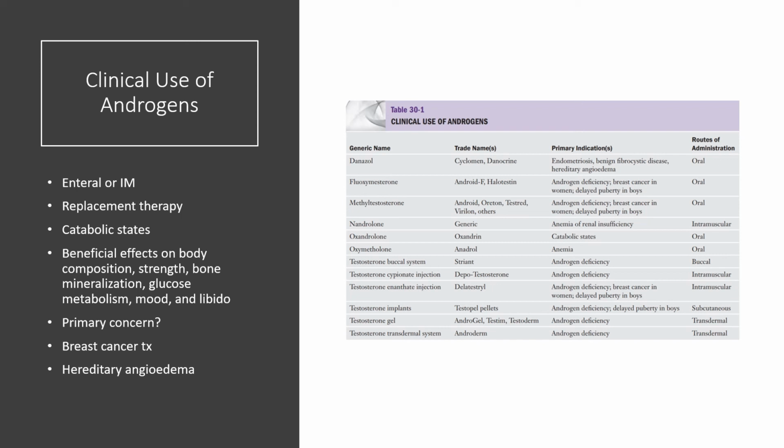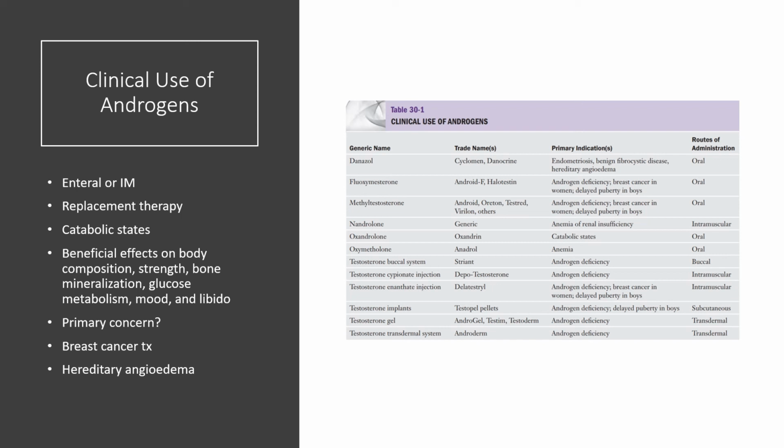The androgens do have beneficial effects on body composition, strength, bone mineralization, glucose metabolism, mood, and libido. The primary concern is that androgens can increase prostate growth, and they can also increase the risk of prostate cancer. Androgens may be used to treat a limited number of hormone-sensitive tumors, such as certain types of breast cancer in women.